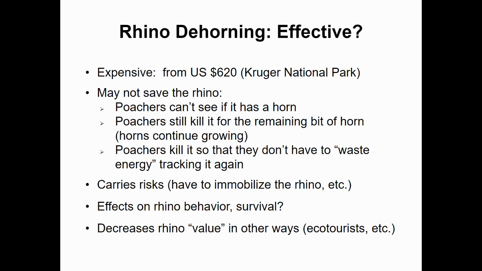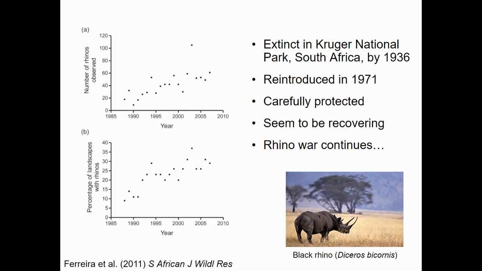And some poachers will get angry and just kill it so they don't have to waste energy tracking that rhino again, because that rhino is no good to them. So there are negative effects to the health of the rhino, having to immobilize it and remove the horn. It also decreases the rhino's value for ecotourists and things like that. In some cases it can help, but it doesn't always save the life of that rhino.